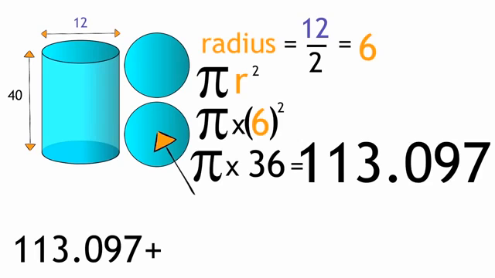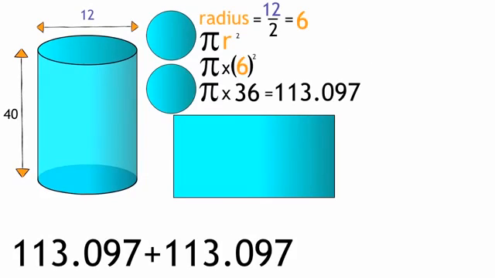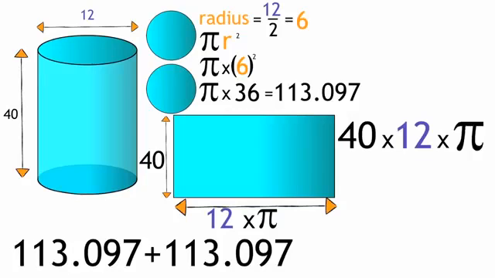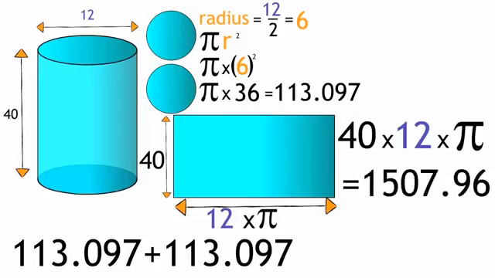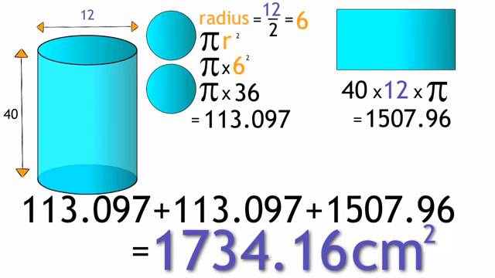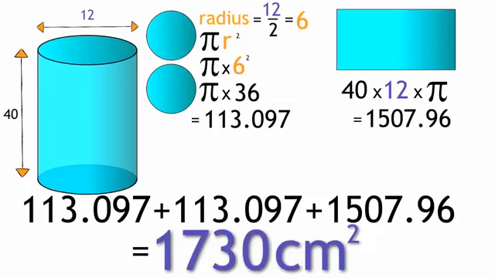So at the bottom we've got 113.097. And then I need the rectangle bit. So the height's the same, so that's 40. And remember this length here is pi d, so that's 12 times pi. And type that into my calculator, 40 times 12 times pi. We get 1507.96, and that's going to get added on there. So we add those all together, 1734.16 centimeters squared. Now it's probably a good idea to round that to three significant figures. It's three important numbers, so that would be 1730 centimeters squared.